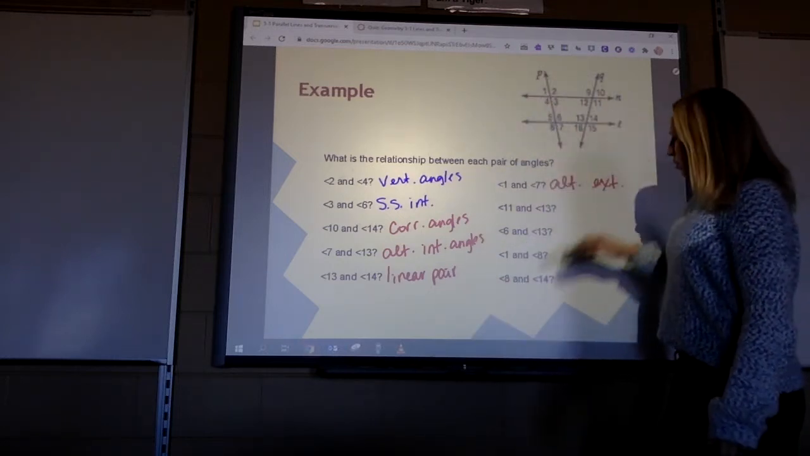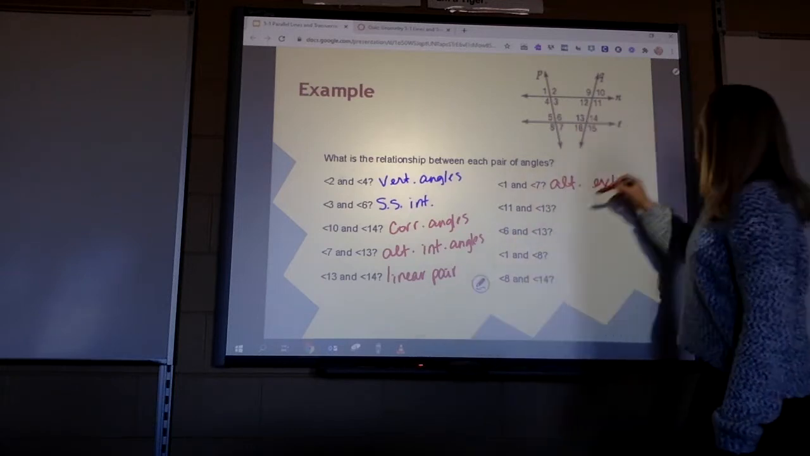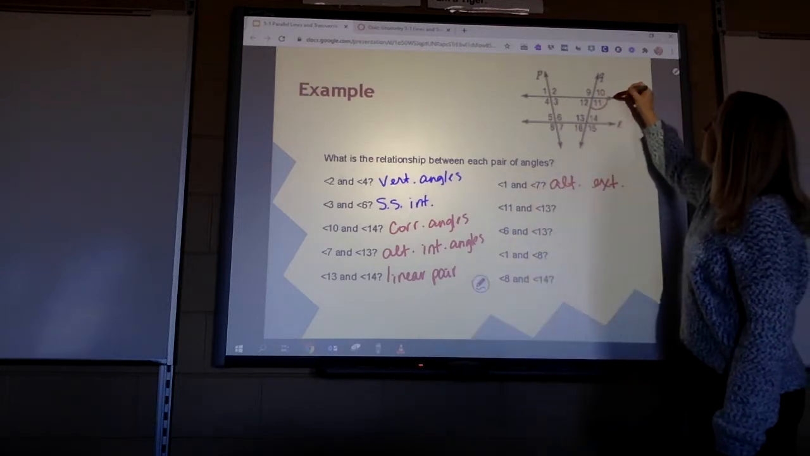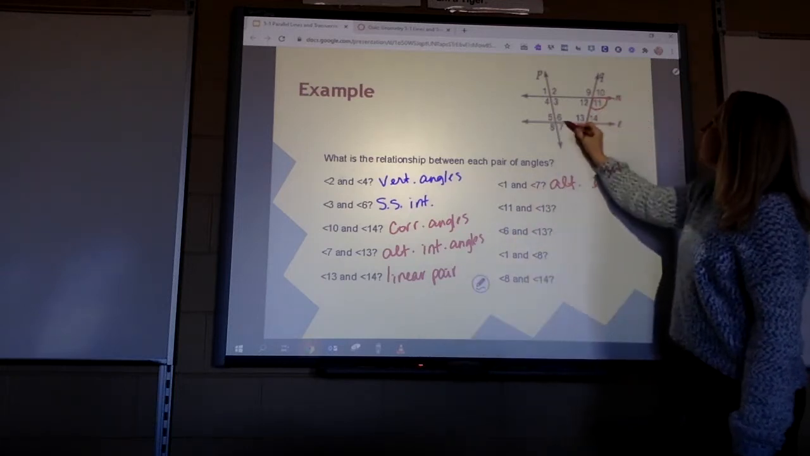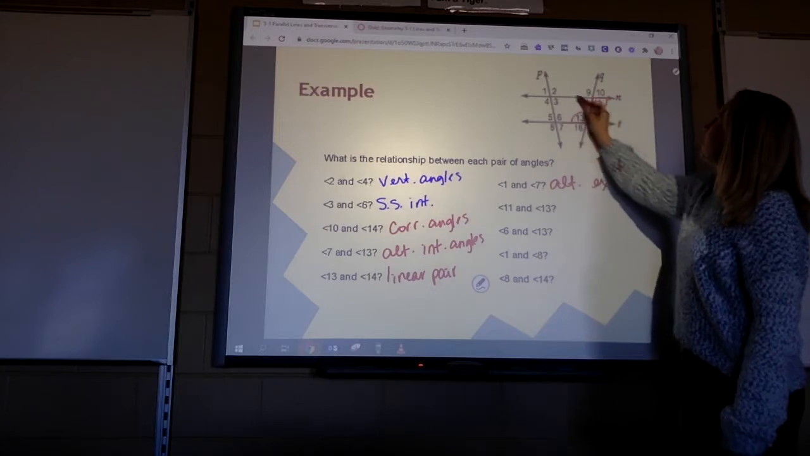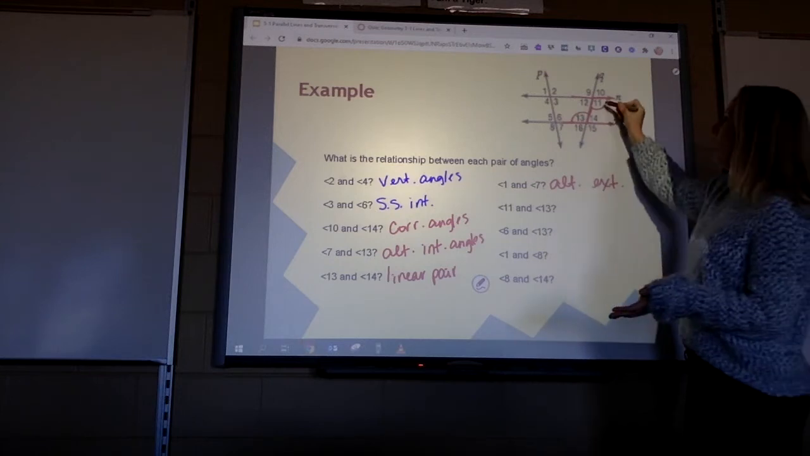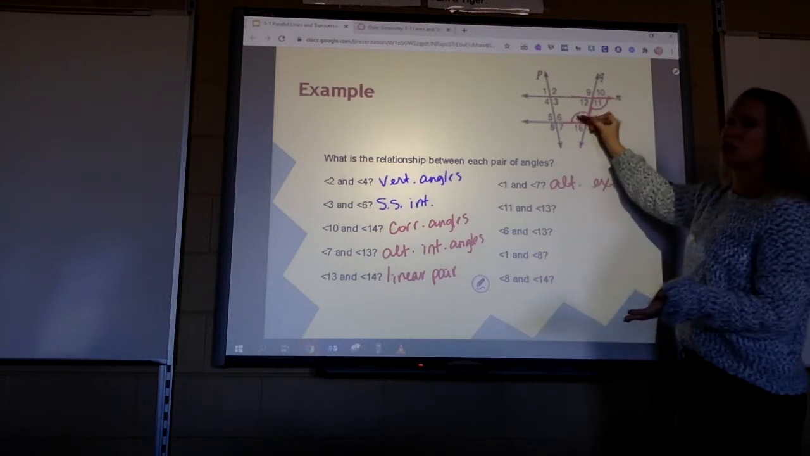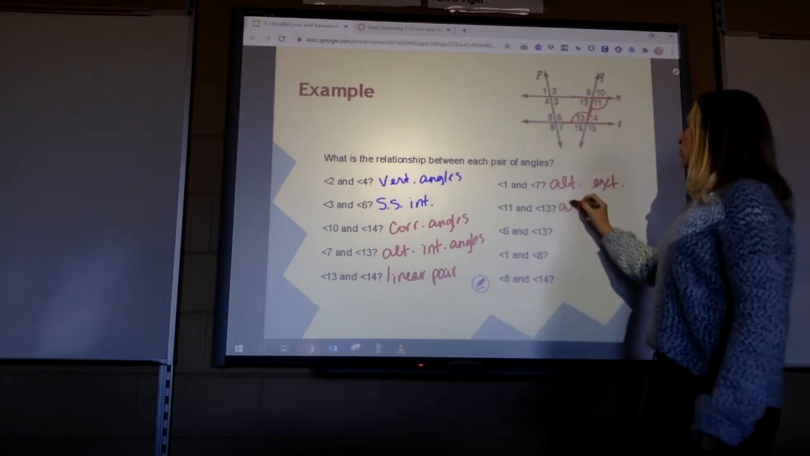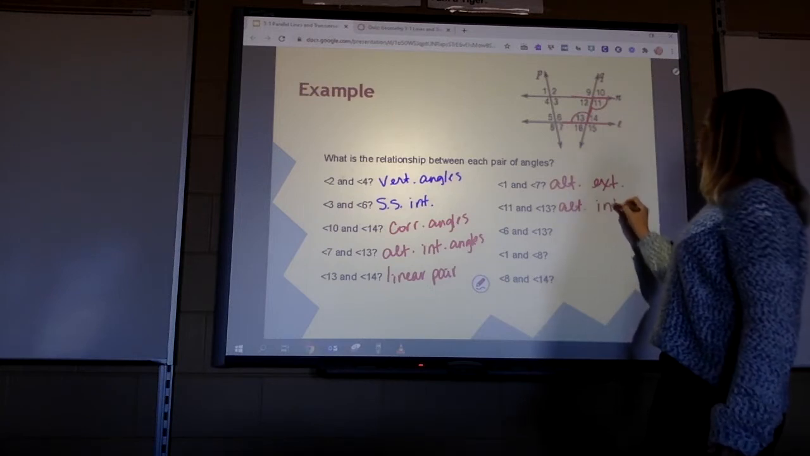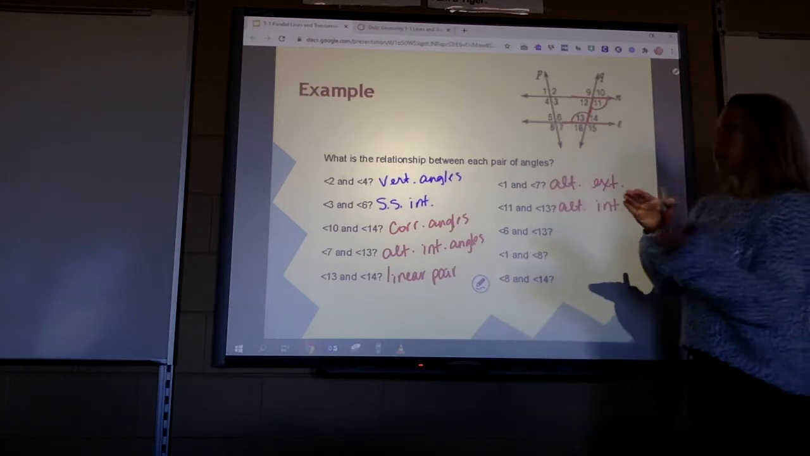All right, 11 and 13. Here's angle 11, here's angle 13. They're in between those two lines and they alternate over the transversal. So that would be alternate interior because they're in between the two lines.